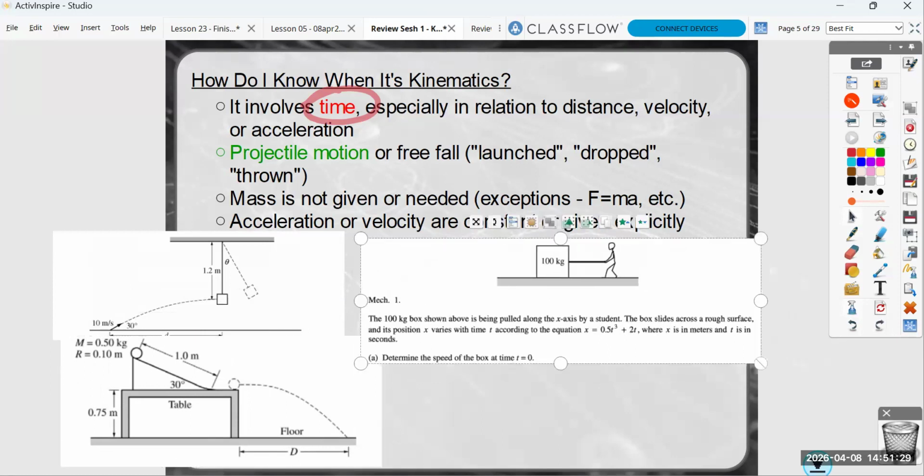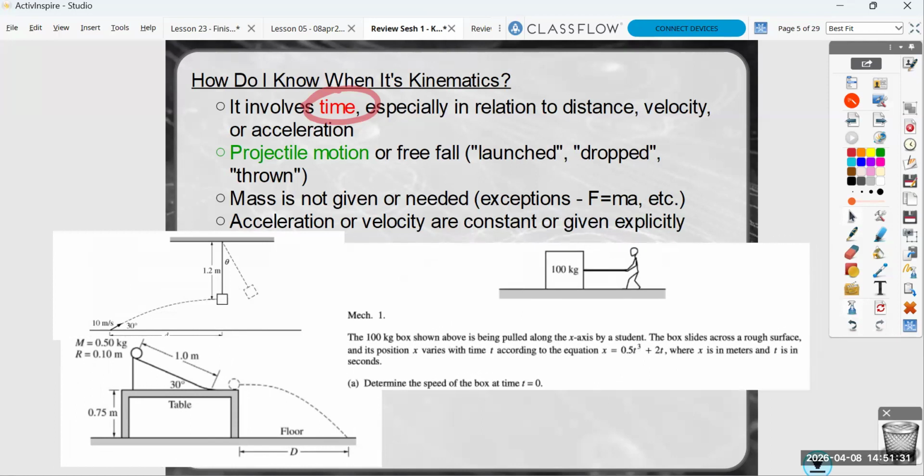This one is from a couple years ago, where they give you the position as a function of time, and then they ask you to determine the speed, and you should be like, aha, I need to take a derivative here. So with kinematics, you're going to be looking for projectile motion. You're going to be looking for those explicit cues of where is it, when is it, how fast. And it typically is obsessed with time.